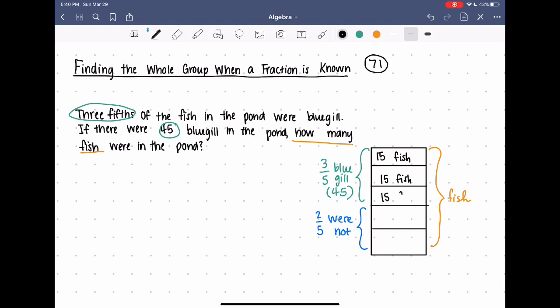And that goes all the way down there. And now I know how many fish were not bluegill. I add up the 15 and the 15 and get 30. And now I can tell my total fish. That would be 45 bluegill plus 30 that are not bluegill to equal a total of 75 fish.